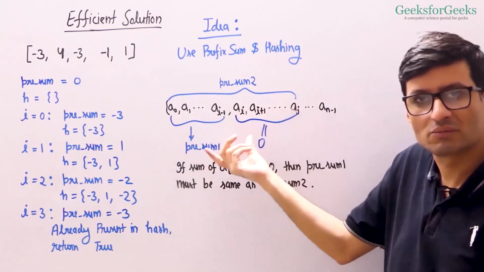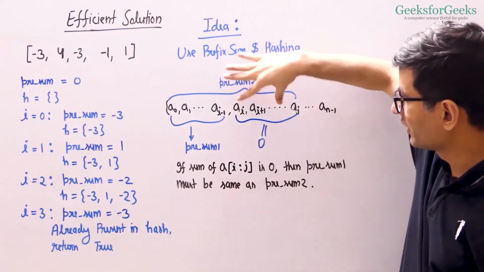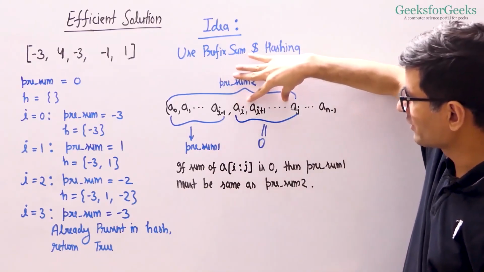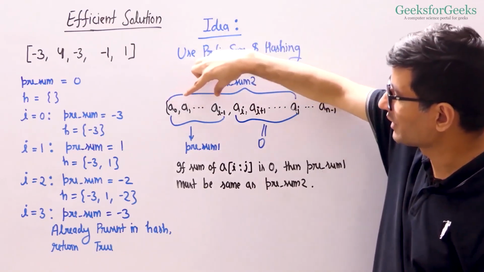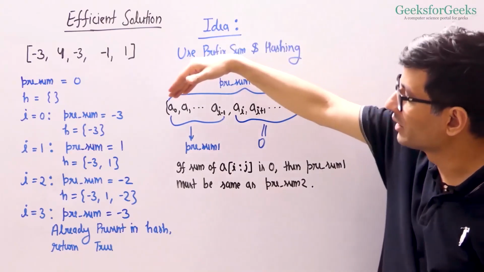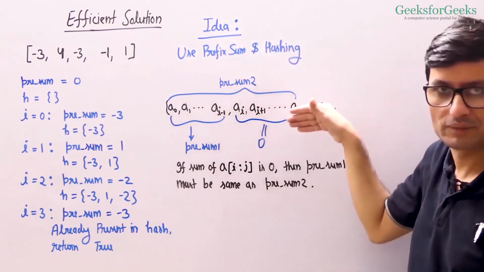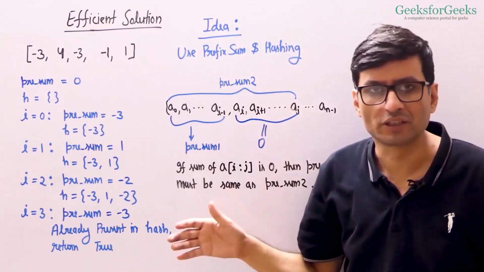So you will get the same sum. That's why if there is a subarray from ai to aj with sum 0, then prefix sum from a0 to ai minus 1 should be equal to prefix sum from a0 to aj. That's the idea we are using.